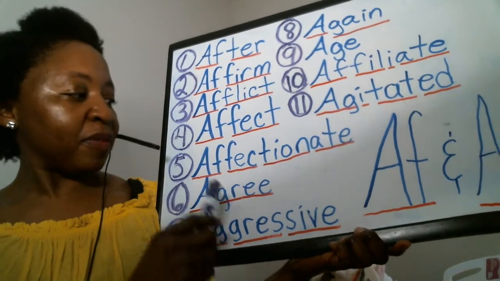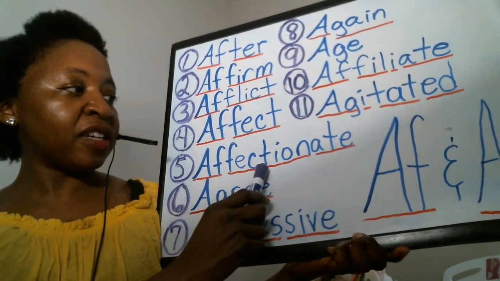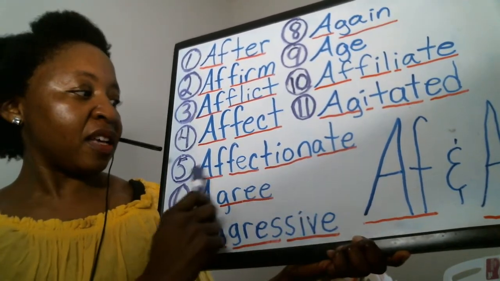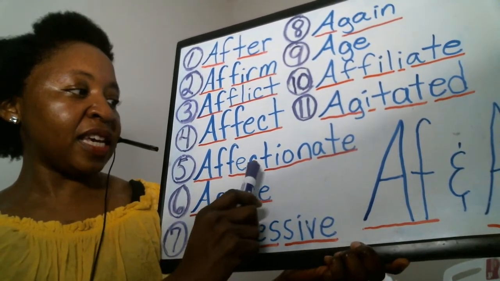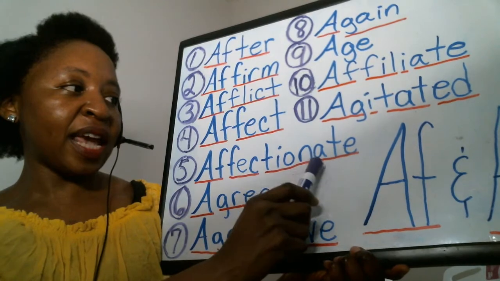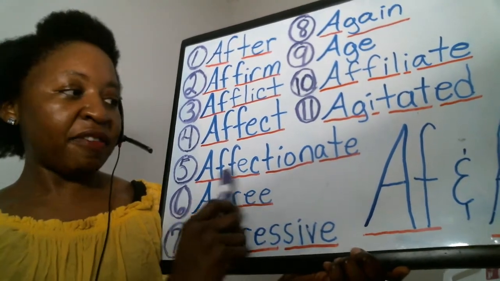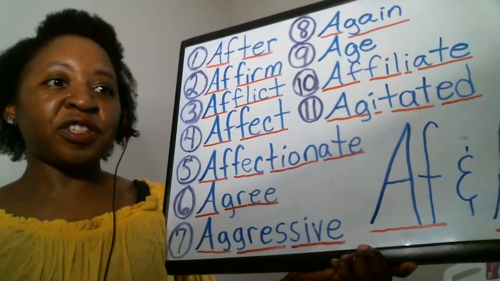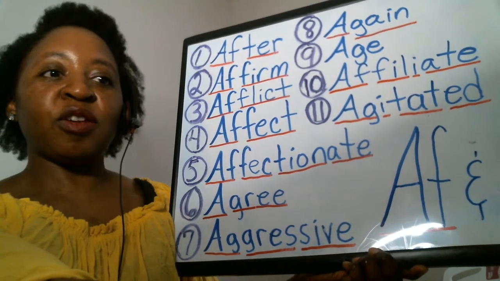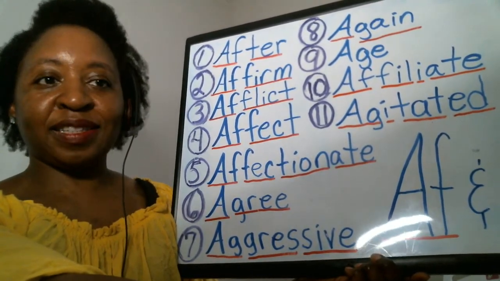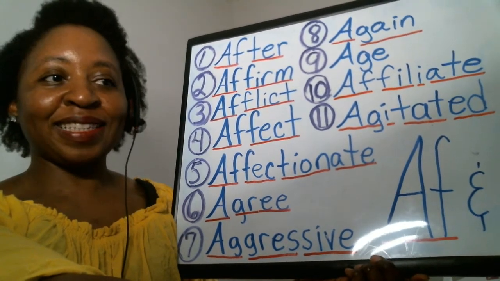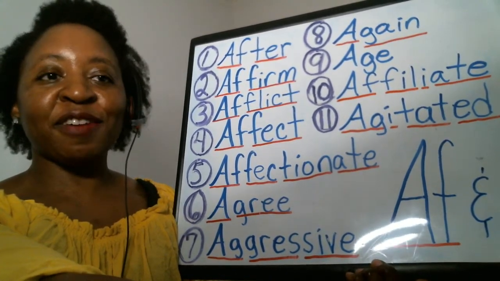Word number 5, affectionate. A-F-F-E-C-T-I-O-N-A-T-E. Affectionate means feeling or showing fondness or tenderness. Your homework sentence, children are very affectionate.